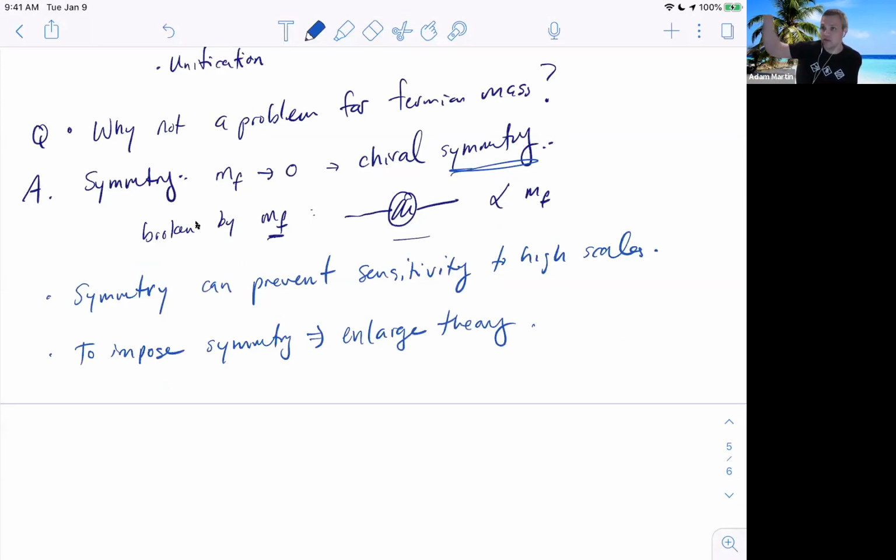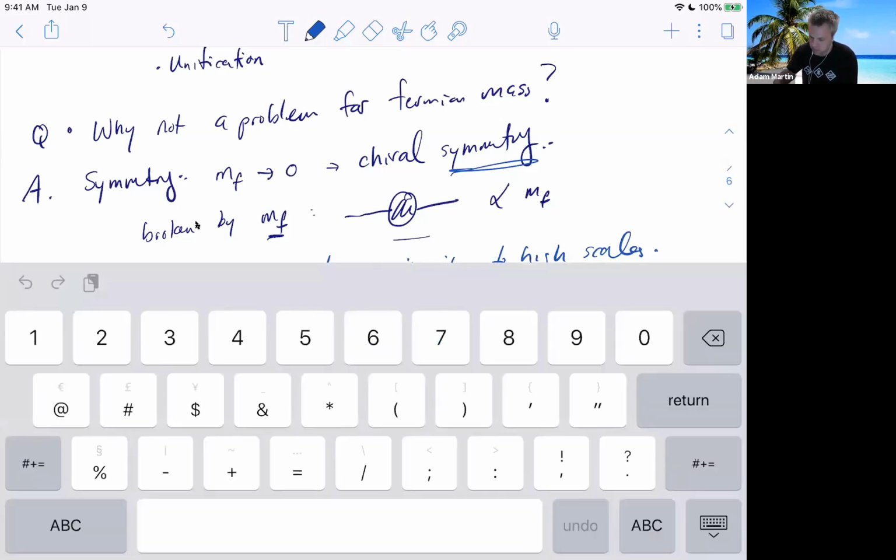The Higgs is then related to a Higgsino. The Higgsino is a fermion, and chiral symmetry protects its mass. Or you say the Higgs is actually a Goldstone boson. That has to be a Goldstone boson of some group. Goldstone bosons have a shift symmetry that protects their mass. But in order to impose that global symmetry, out of which the Higgs is a Goldstone boson, you need to enlarge the theory.